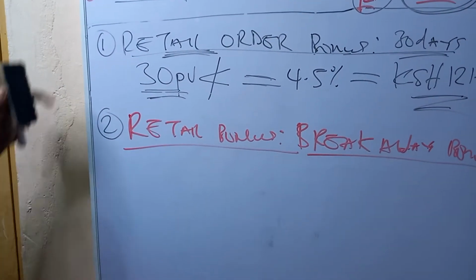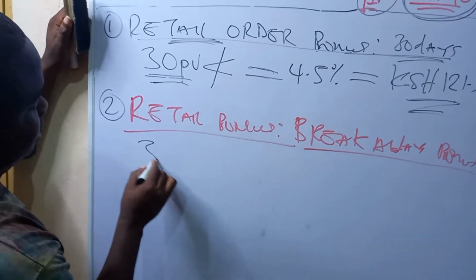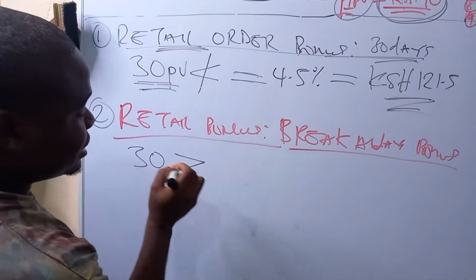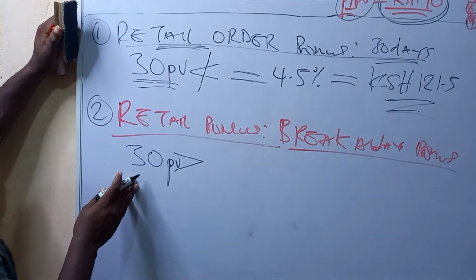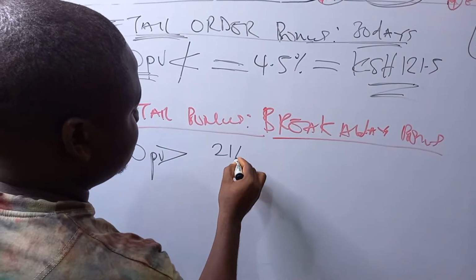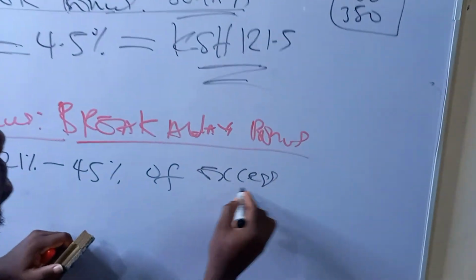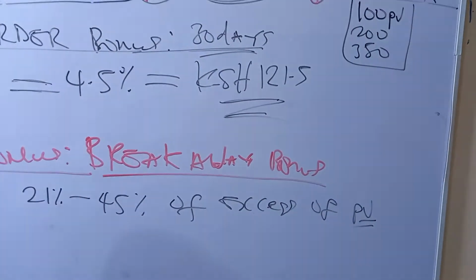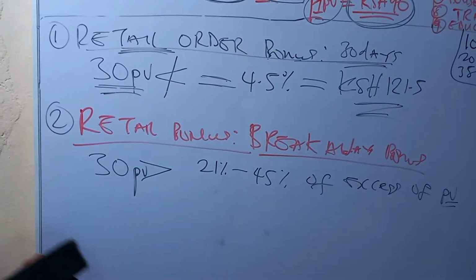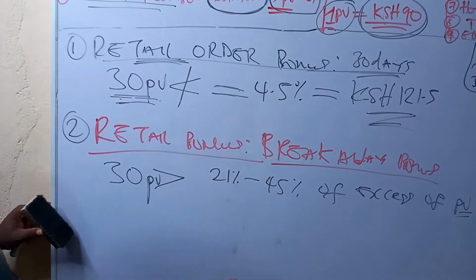This one, Longrich says that for every purchase you make that is more than 30 PVs, not more or equals to, we are going to pay you between 21% to 45% of the excess. Now what this means is that you have a whole 30 days to be buying and selling or buying and using the Longrich products. So maybe in a whole month, you can do 100 PVs, or 200 PVs, or 300 PVs.